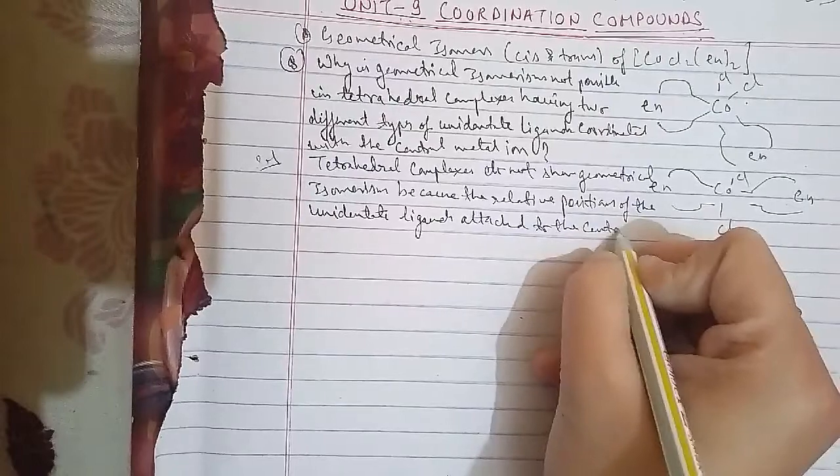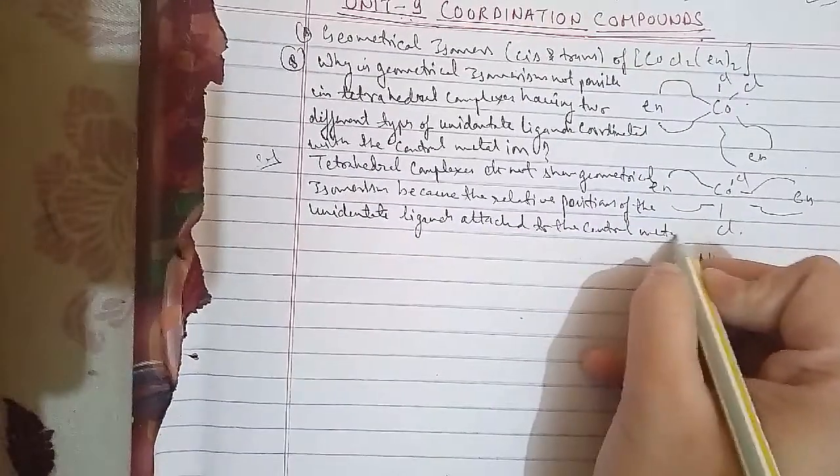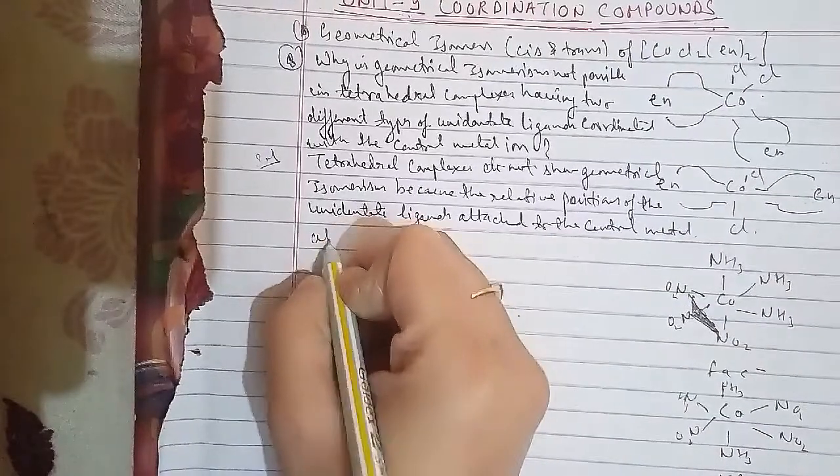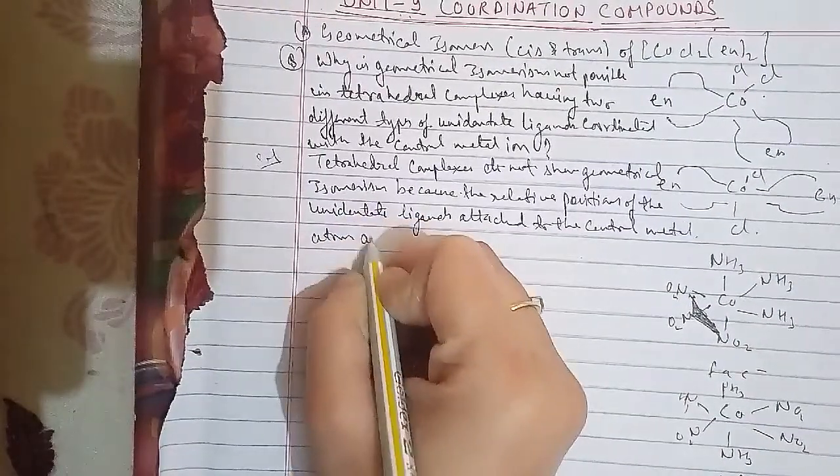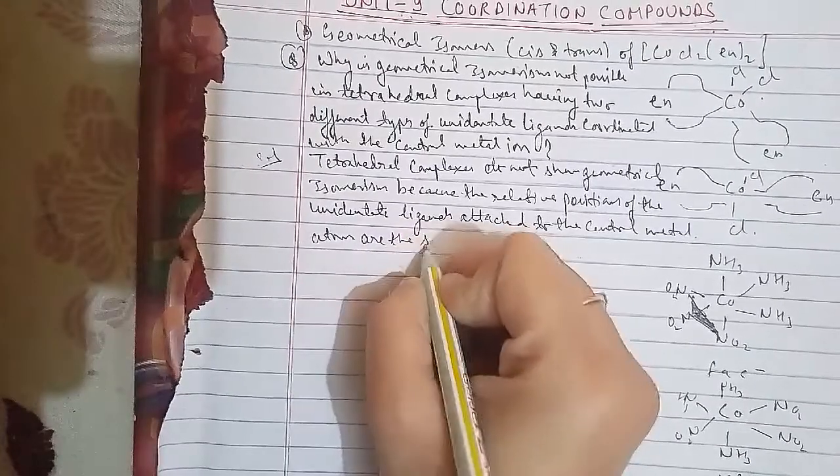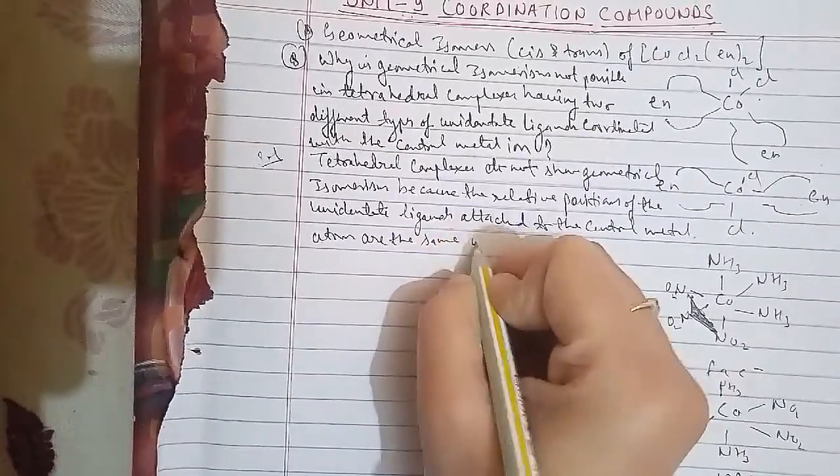Now we'll go ahead with the other type, which is optical isomerism. That is the second part of stereoisomerism: the first is geometrical isomerism and the second is optical isomerism.